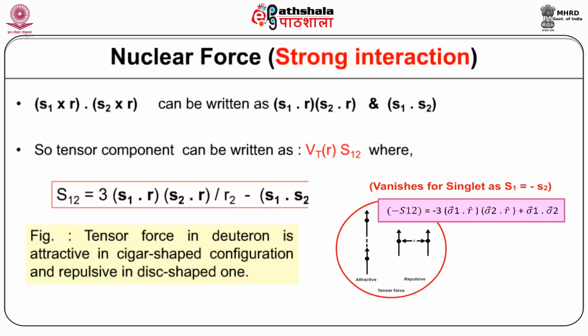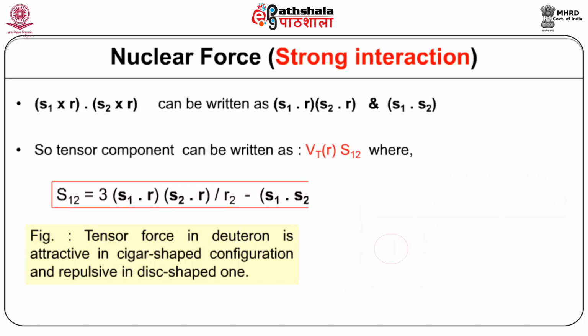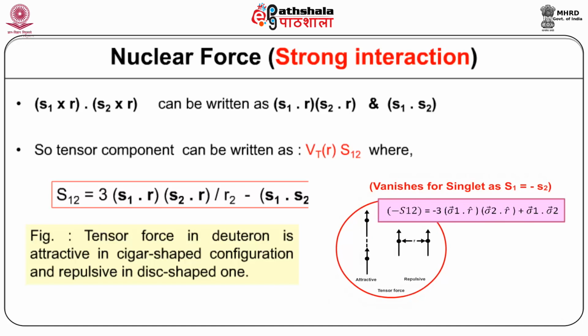Now this non-central component, which is the tensor component, vanishes for the singlet as S1 is equal to minus S2. Remember that we are still discussing the components of nuclear interaction on the basis of deuteron. In the case of deuteron, we have one neutron and one proton, so S1 is equal to minus S2. So for the singlet term, S12 is equal to 0. Now here we can see that the tensor force is represented. The tensor force in deuteron is attractive in a cigar-shaped configuration and repulsive in a disc-shaped one.